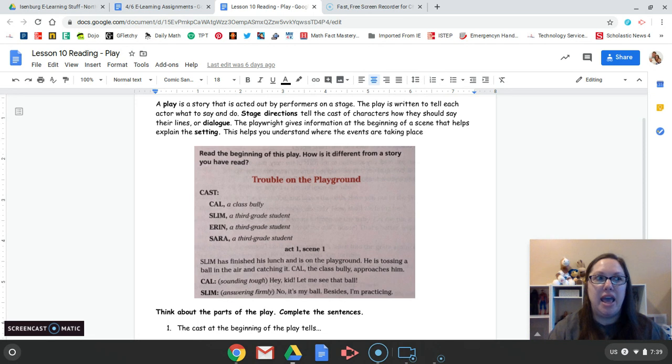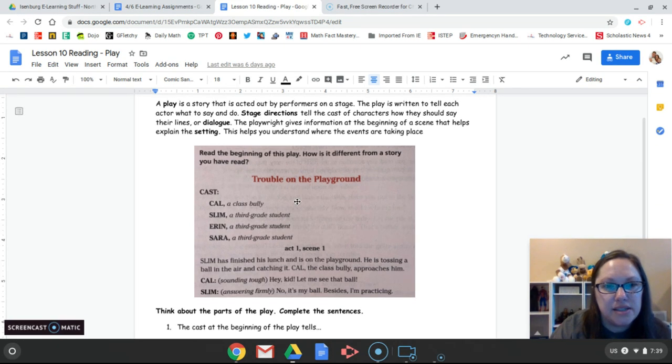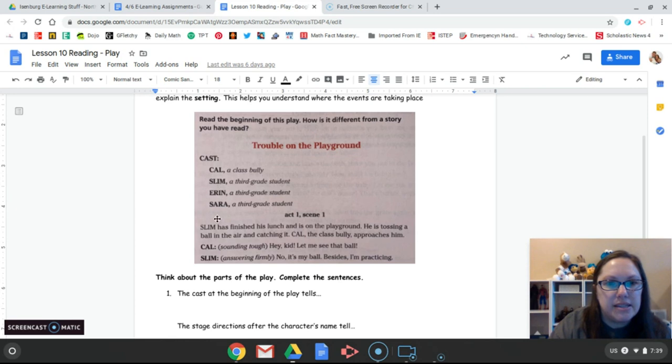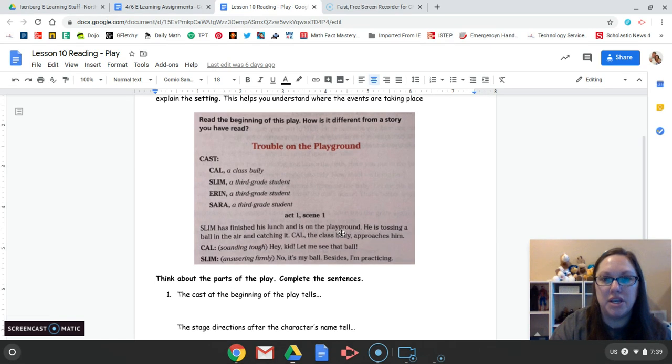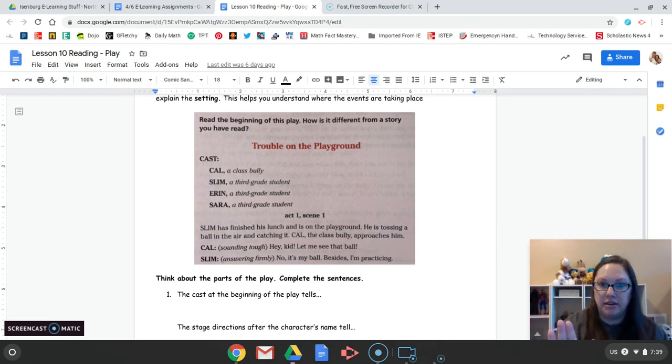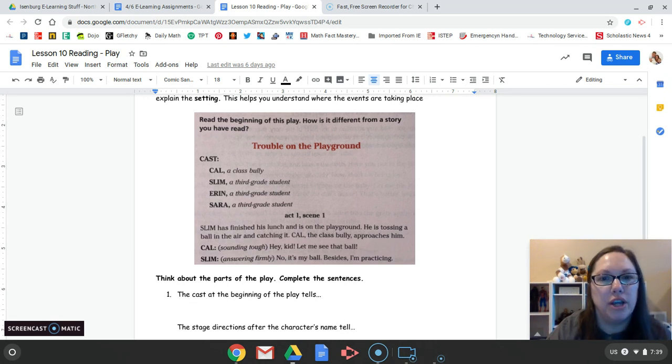So for example, if you have a play that takes place in a castle, that would be the setting, the castle. So then you would design props and things to use during the play that would make it look like you're in a castle. So the setting is very important because it would tell the people making the play what to make the scene look like and where they're going to be during that scene. So in this play, setting is right here. It says Slim has finished his lunch and is on the playground. So it tells you right at the beginning of the scene where they are. So that way, when you design the scene, you know what to do and where you are.